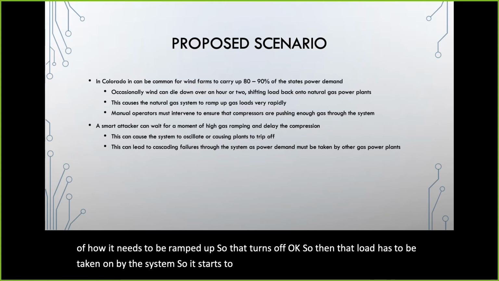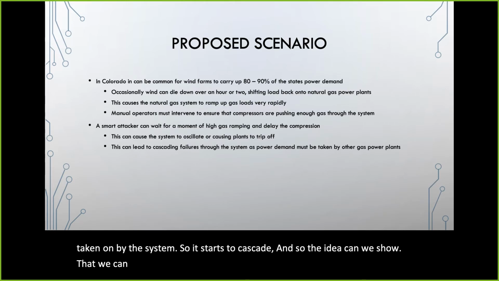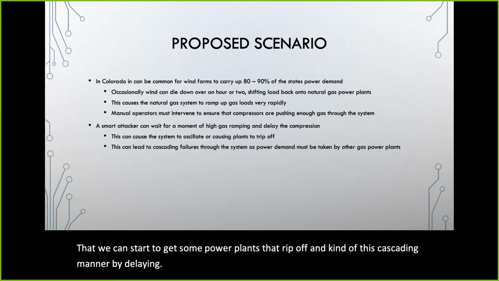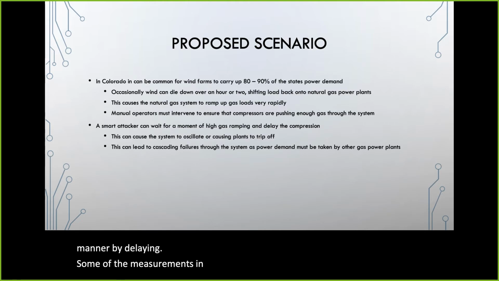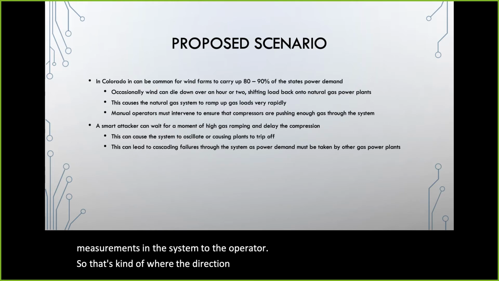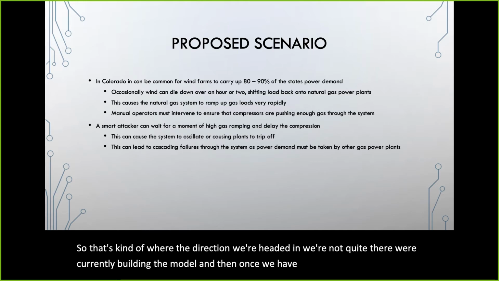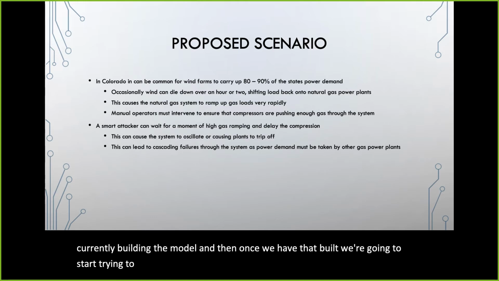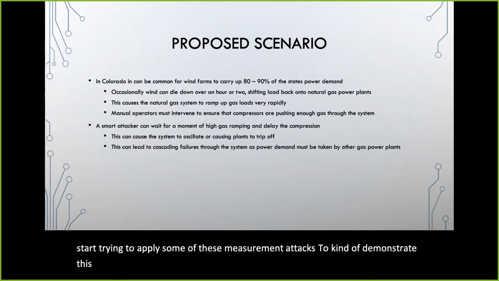And so the idea is, can we show that we can start to get some power plants to trip off in this cascading manner by delaying some of the measurements in the system, or by lying about some of the measurements in the system to the operator? So that's the direction we're headed in. We're not quite there. We're currently building the model, and once we have that built, we're going to start applying some of these measurement attacks to demonstrate this behavior. But we're still a few weeks off from that.